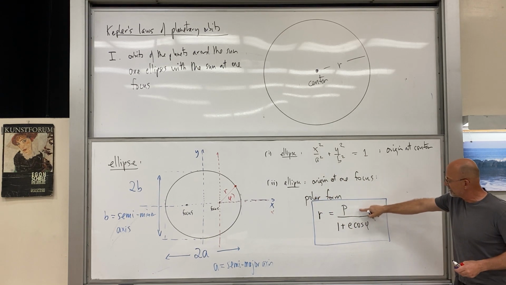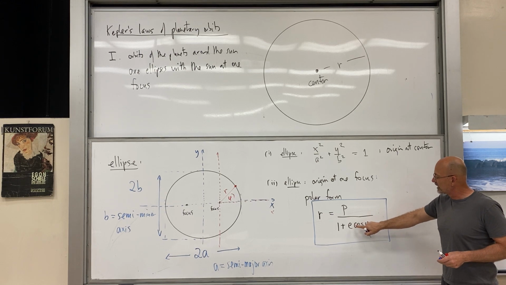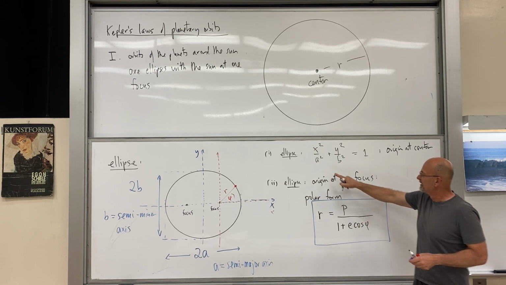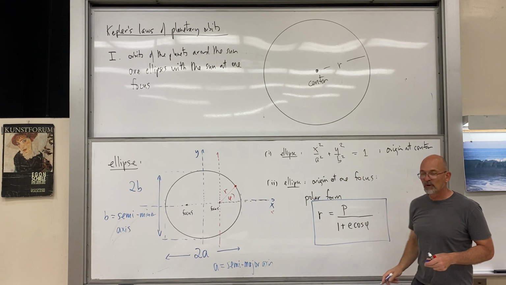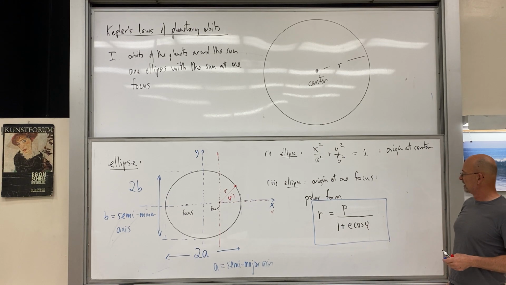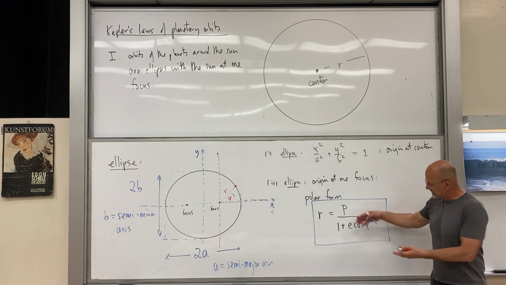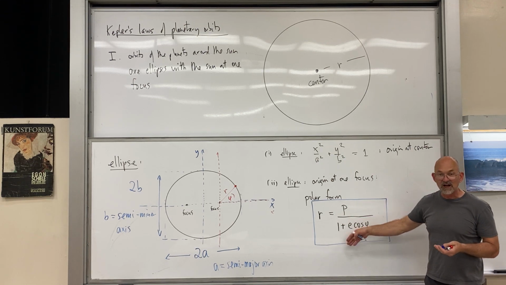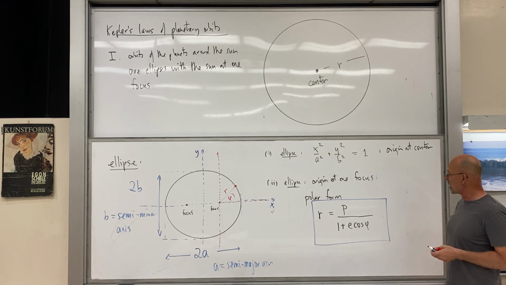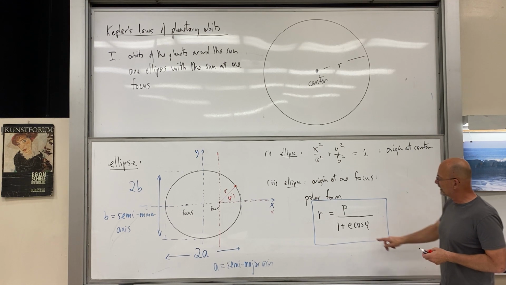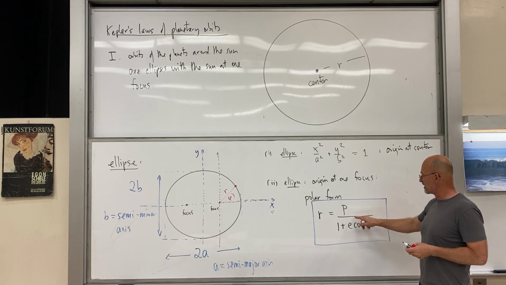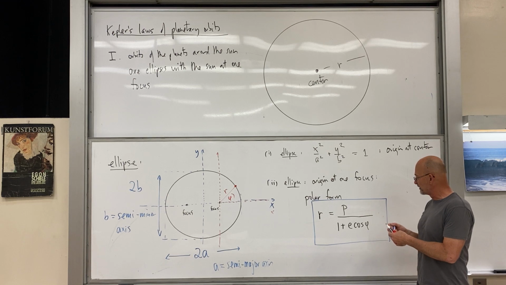P is called the parameter, E is the eccentricity, and we can relate P and E to A and B. In fact, we will do that later on. I'll leave it unstated now. Eventually, these are going to be filled with physical content from Newton's law. But for the moment, this is just the geometric description. R is equal to P over 1 plus E cos phi.